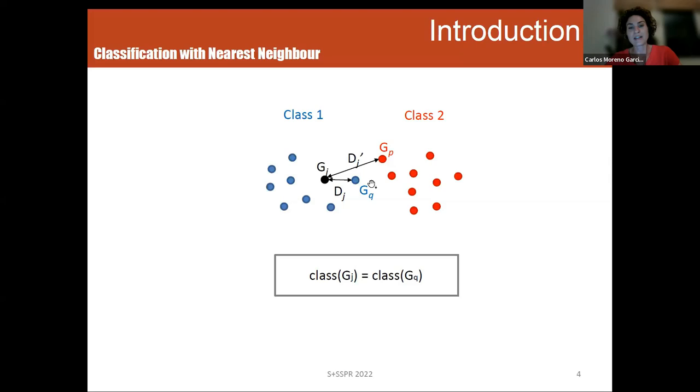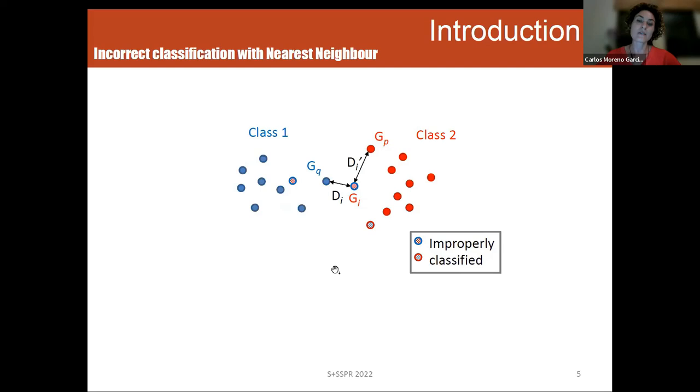But what happens when we have a graph that has been improperly classified with this idea of nearest neighbor? What happens is that the distance between the graph and a graph of a different class, like in this picture, is lower than the distance with a graph of the same class. So with the method that we want to present, we try to fix these classifications that have been done incorrectly.